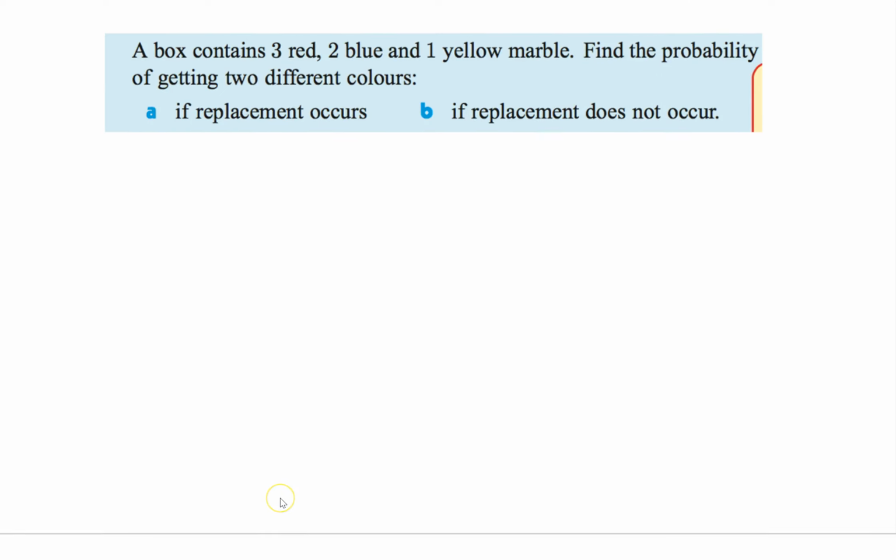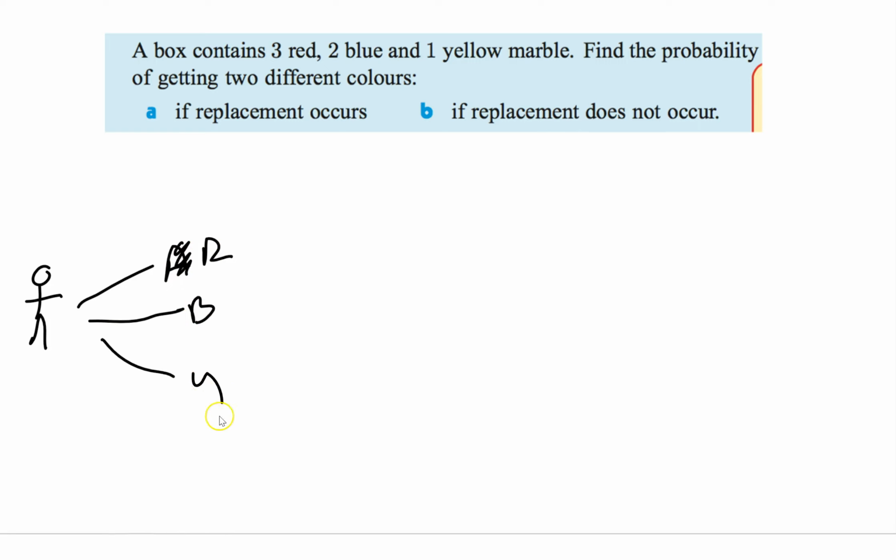I'm not going to go all the way because it would be madness, but just to get the idea of it. Look at this first one. A box contains 3 red, 2 blue, 1 yellow marble. Probability of getting 2 different colors. If I wrote them all out, it'd be kind of large. So here's red. You could get red, or you could get blue, or you could get yellow. Now I'm only going to find red here because they want you to draw 2 different colors.